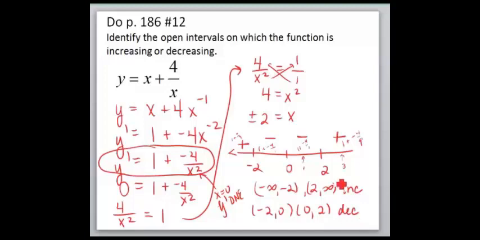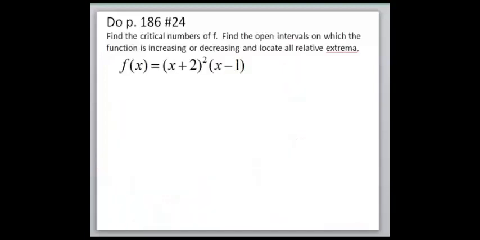Let's try another one. On this one, I think it's much easier. We're going to find the critical numbers, and then we're going to find whether the function is increasing or decreasing. And on top of that, we're going to locate whether we have relative maxes or mins. What I was getting ready to say is I think it's easier on this one to not use the product rule and just go ahead and multiply out x plus 2 times x plus 2.